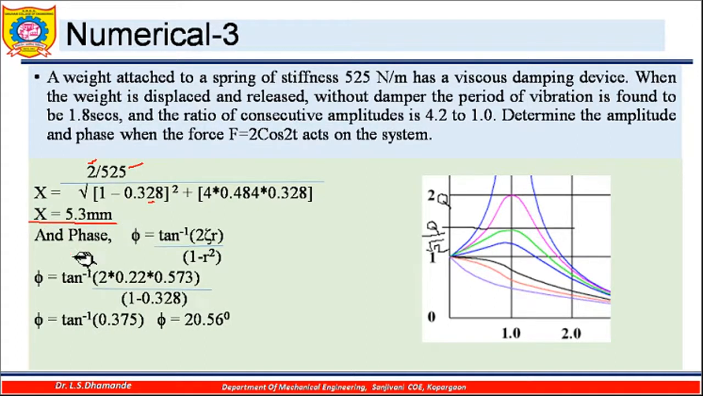mm. Now I have to find the phase angle, that is the phase difference between the displacement and the excitation force. That is given by tan inverse of 2 zeta r upon 1 minus r square. In this expression also I need two terms, zeta and r. If I put these two values, I get tan inverse of 0.375, which is equal to 20.56 degrees. So this is the second answer that you have to find out. You got the amplitude and you got the phase.